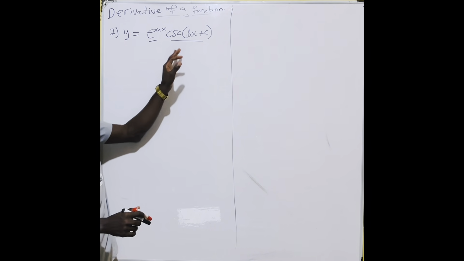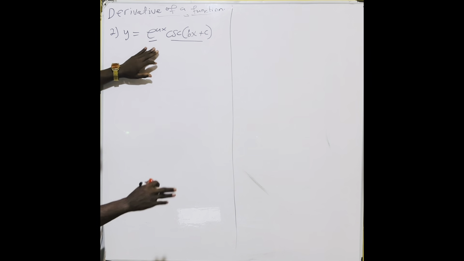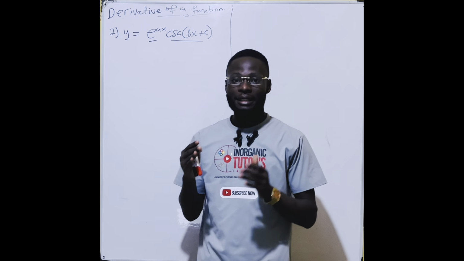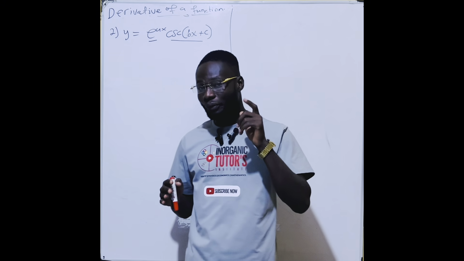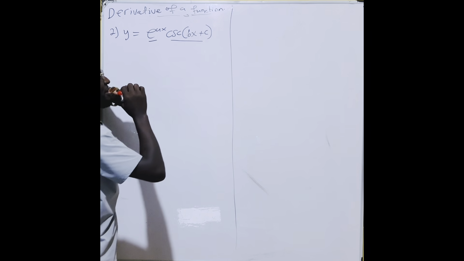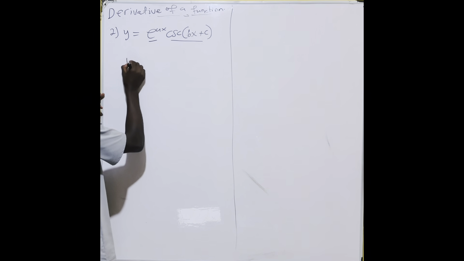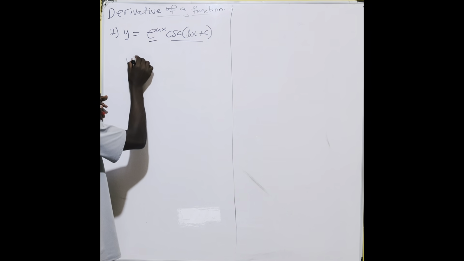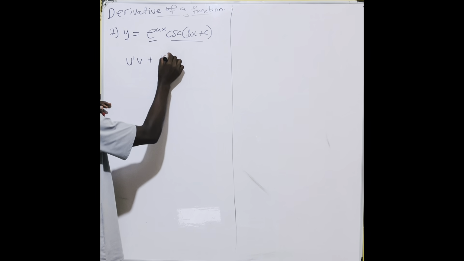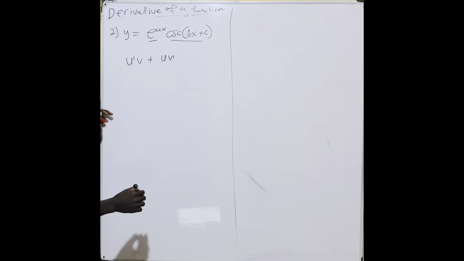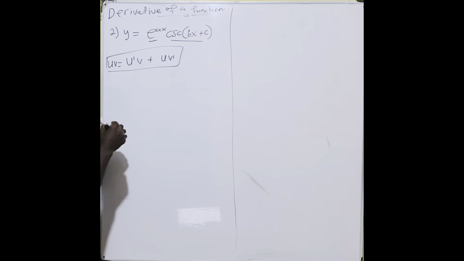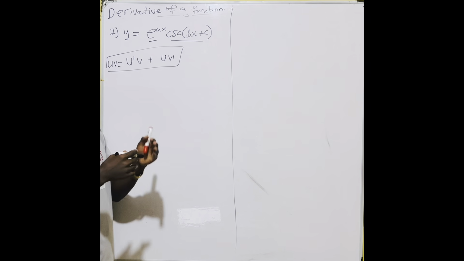Okay, so with problem 2, we have two functions that are stacked together, right? So it means we have to apply the product rule, right? And the product rule says that if you have two functions that are stacked together, then first differentiate the first function, maintain the second function, plus maintain the first function, differentiate the second function. That is the product rule.